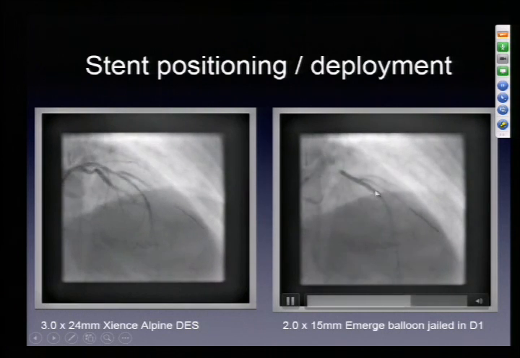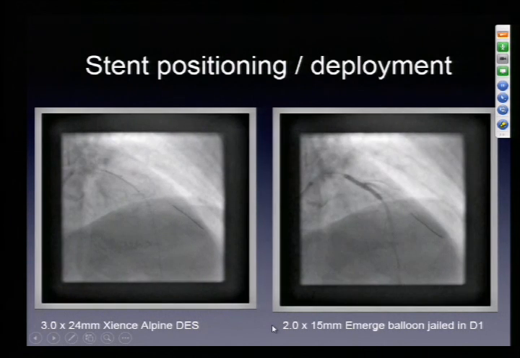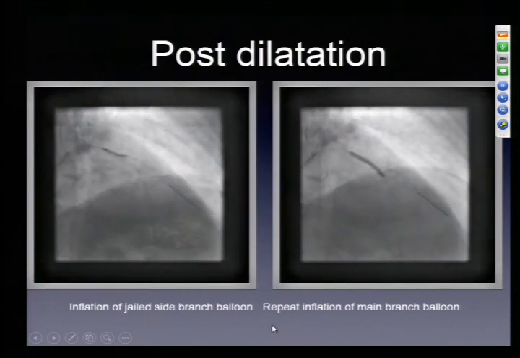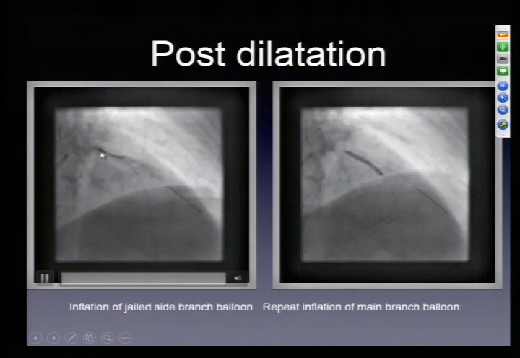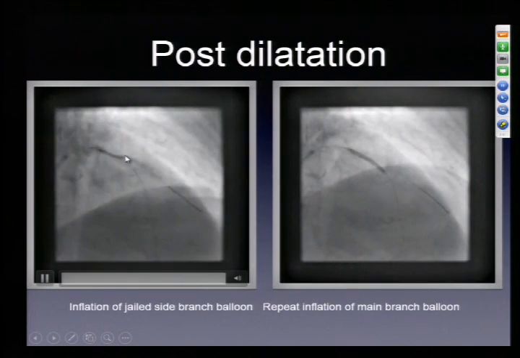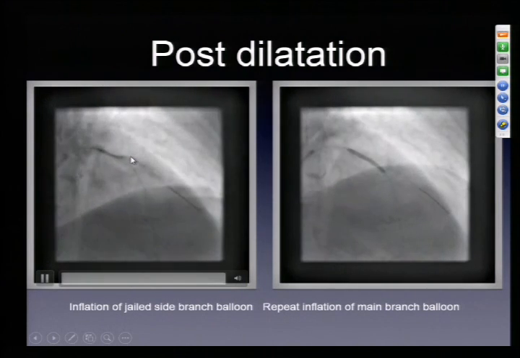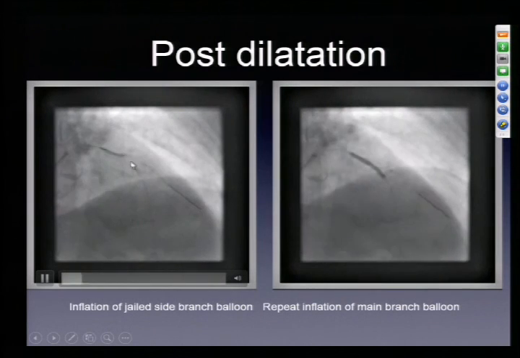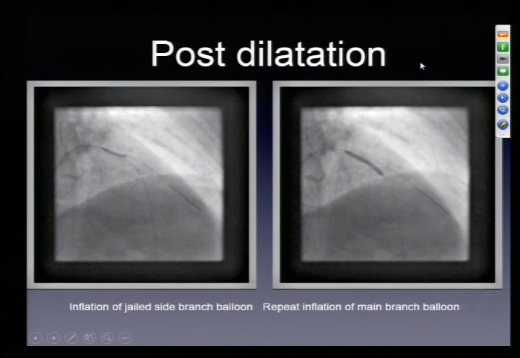So here is deployment of the stent. And then we're going to inflate what's called a jailed balloon. This balloon is behind the stent, between the stent and the vessel, and then it's kind of poking right into the ostium of the side branch. We inflate that to preserve the carina, open up the ostium, and then we reinflate the stent balloon to reoppose the stent to the vessel wall.